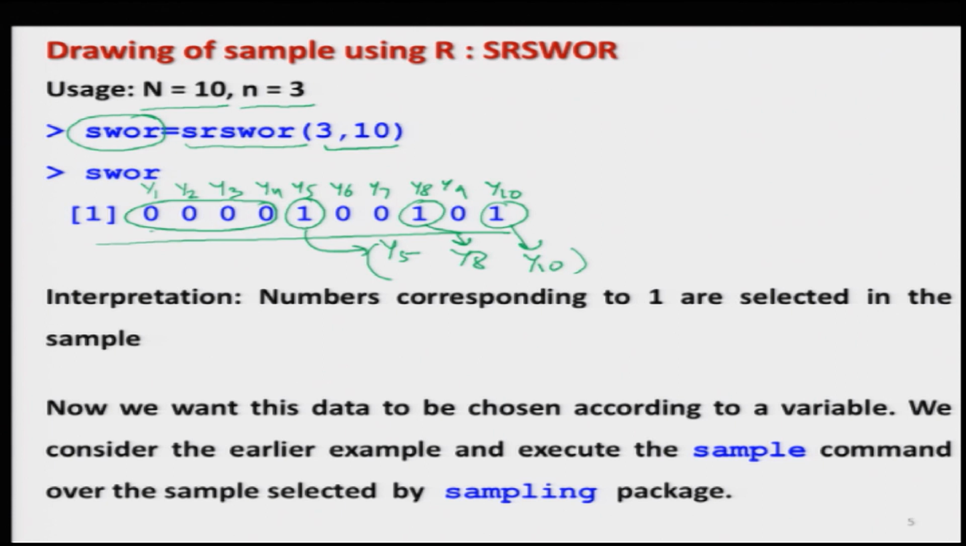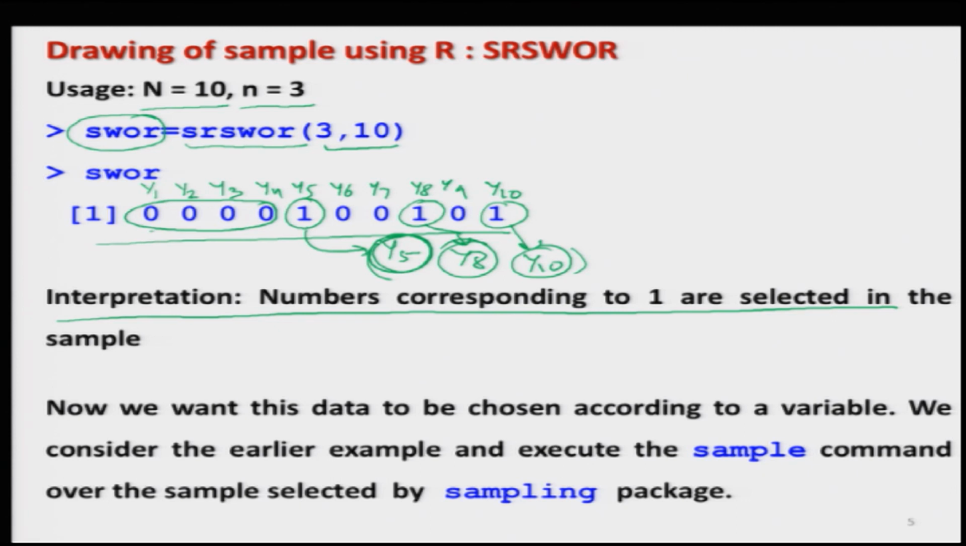But that is obvious, we wanted a sample of size 3, and now here we have a sample of size 3, 1 unit, 2 units and 3 units. Right. So that is what I am writing here, that the interpretation is that the numbers corresponding to 1 are selected in the sample. This is what I was trying to convey to you, that different packages may have different interpretations and different styles, but the outcome is similar.